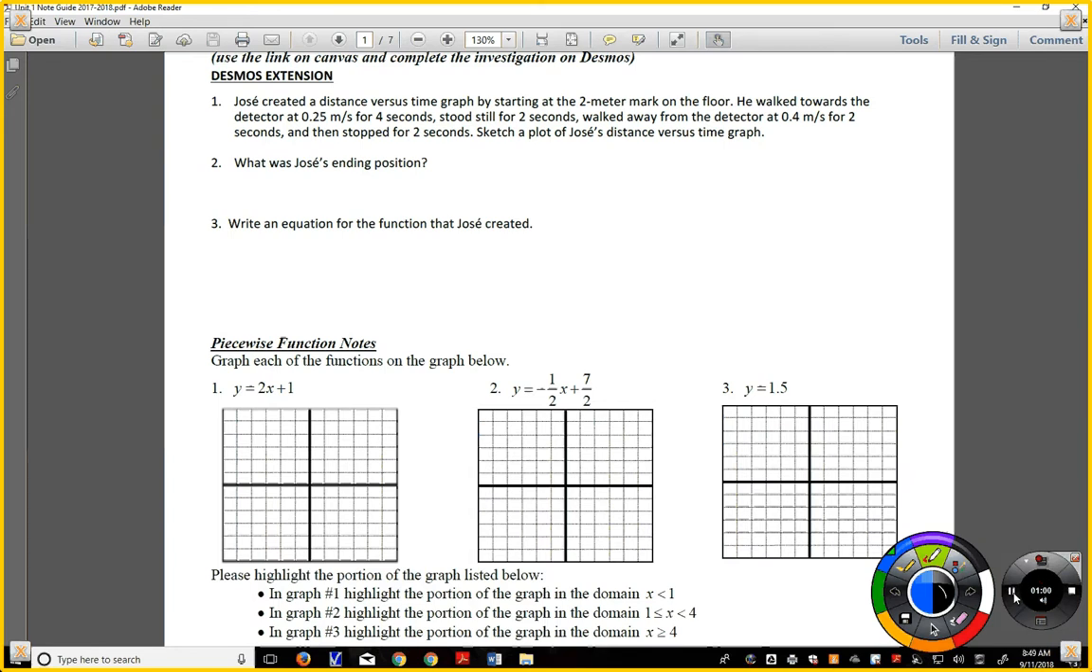In graph number 2, we want you to highlight the portion where 1 is less than or equal to x is less than 4. And in graph number 3, where x is greater than or equal to 4. Does everybody understand that? Okay, so go ahead and start that.